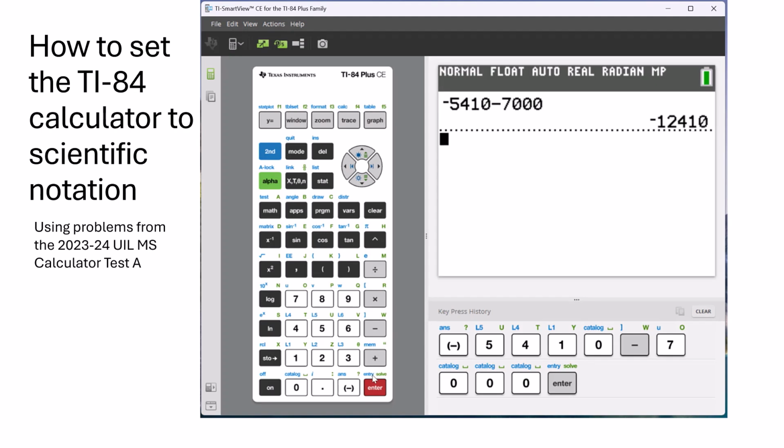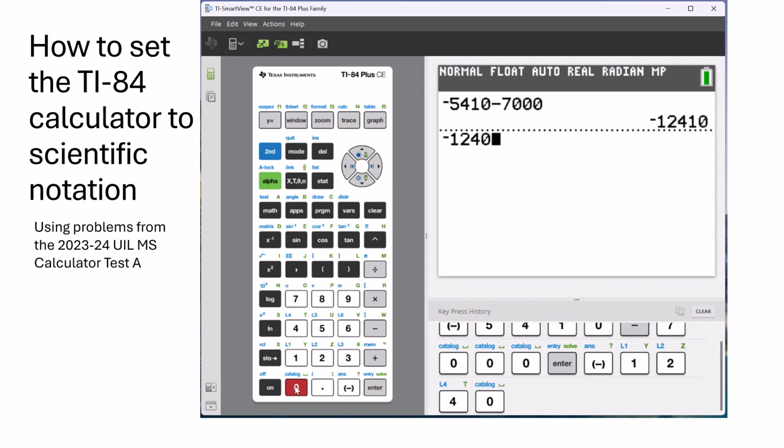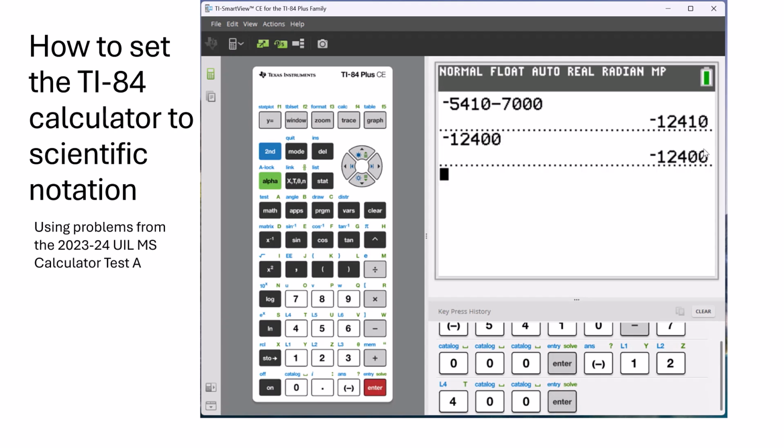So let me just write that down. This number, 400. So this number would be an acceptable answer because it has 3 significant digits. So we don't want that extra 1 right there, okay?